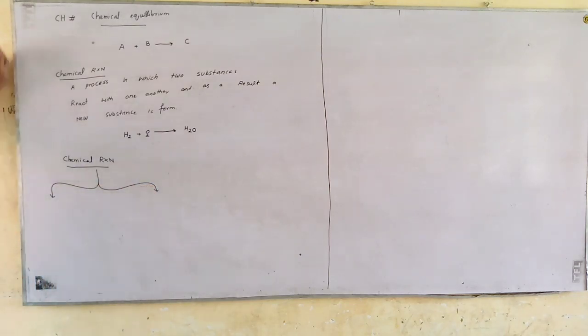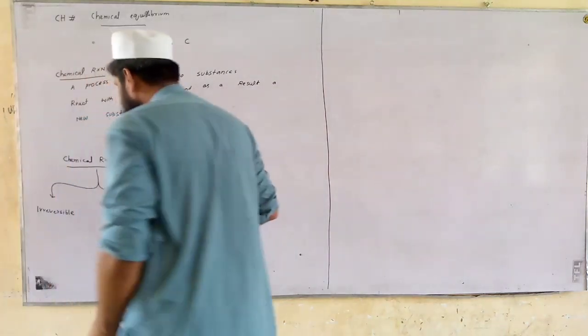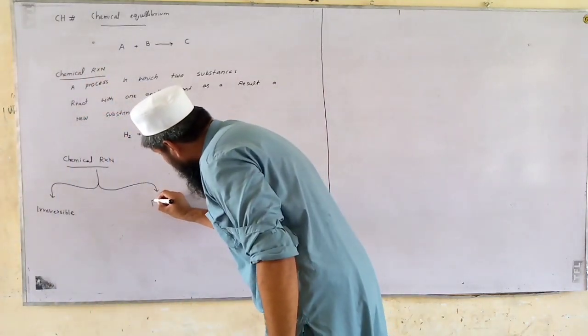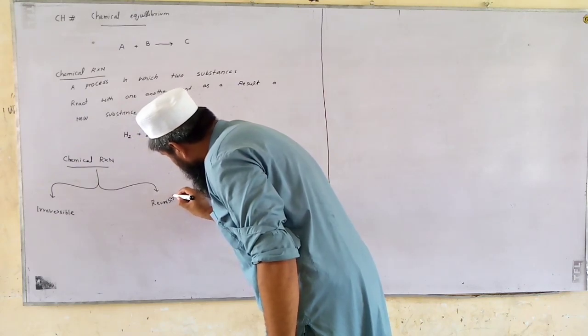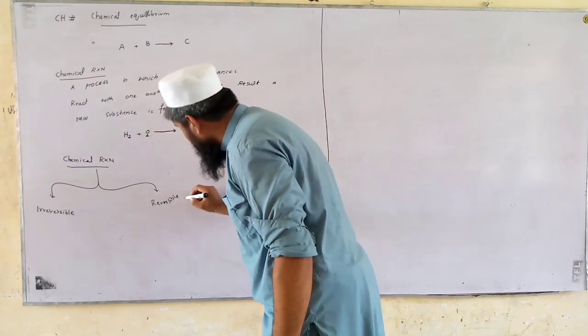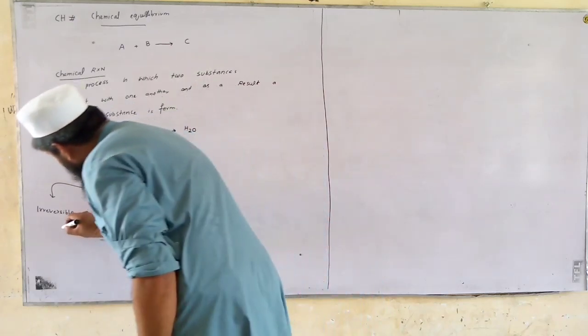The first type? Irreversible reaction. Wow, brilliant. Irreversible, and another, that is the reversible. These are the two kinds of reactions.